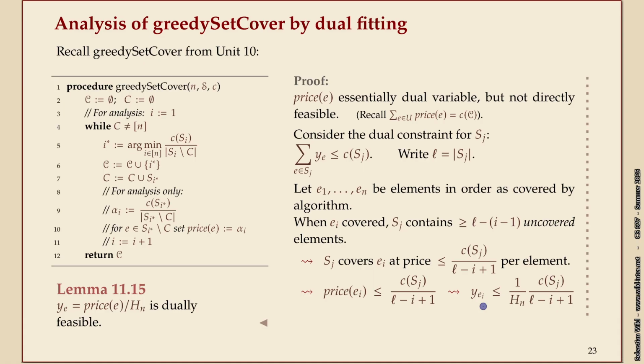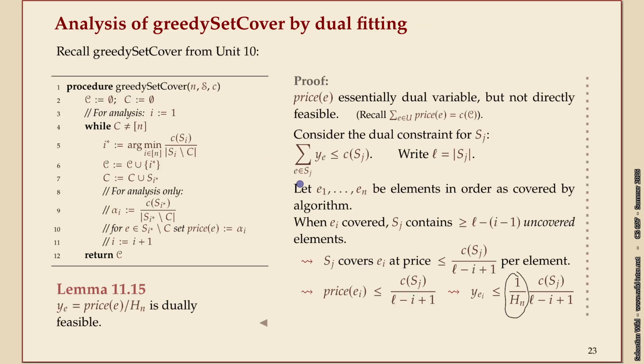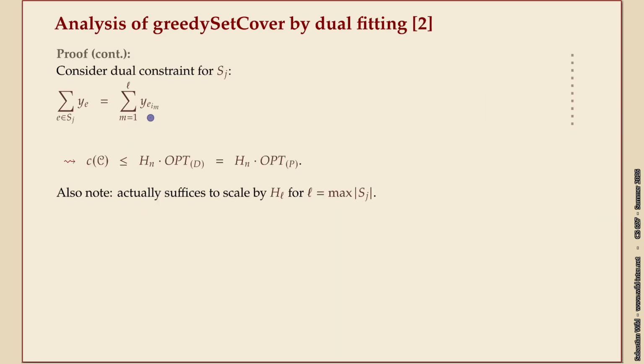Now, if you remember what that means for our variables, that's just scale down. So same thing divided by harmonic number. And now again, look at the dual constraints. So we're continuing them from there. We take the sum of the Ye's in a specific set, and I'm going to rewrite that to have indices in the order at which the elements are covered. So we assume here that Sj consists of the elements Ei1 up to EiL.